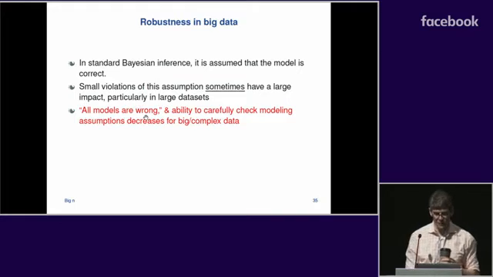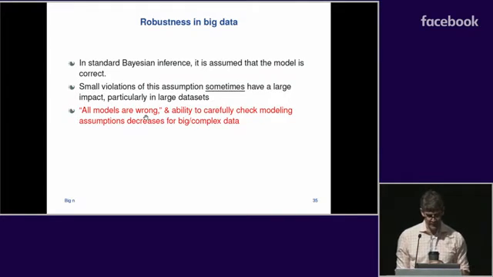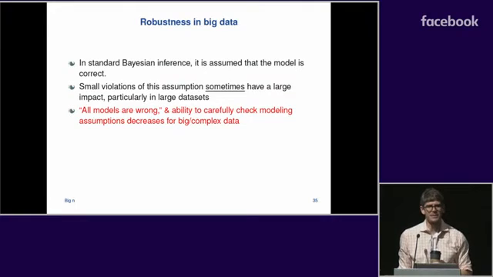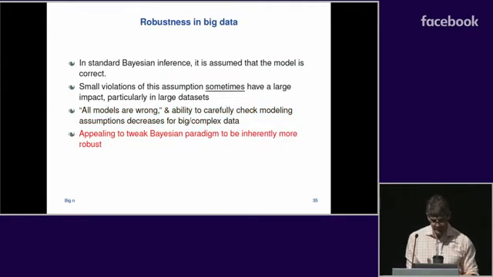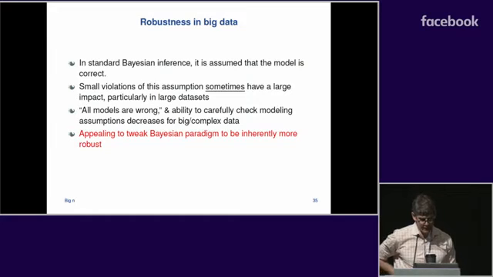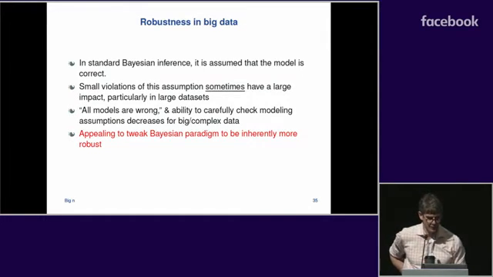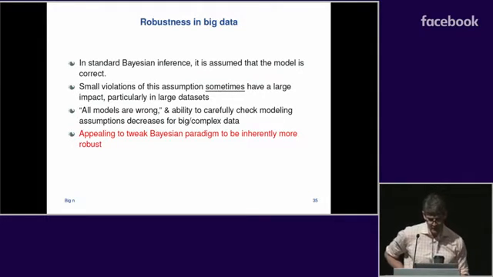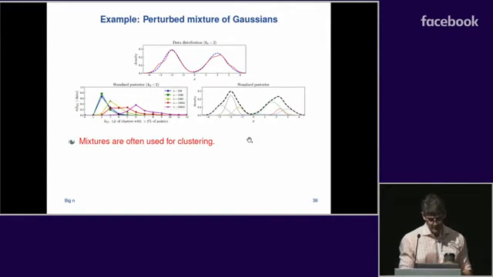There's a very famous quote that all models are wrong, and the ability to carefully check modeling assumptions can decrease for big and complicated data sets. So what we were interested in doing, and this is joint work with a former postdoc, a brilliant guy who worked with me, Jeff Miller, who's now at Harvard in biostatistics, was to come up with the idea that you could potentially tweak the Bayesian paradigm to be inherently more robust. And I'll give an example of the non-robustness here.